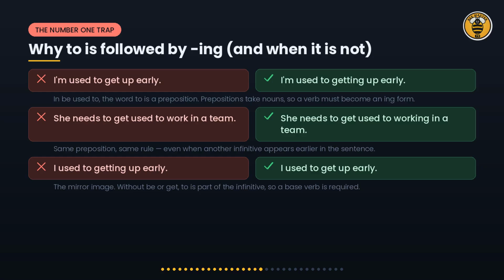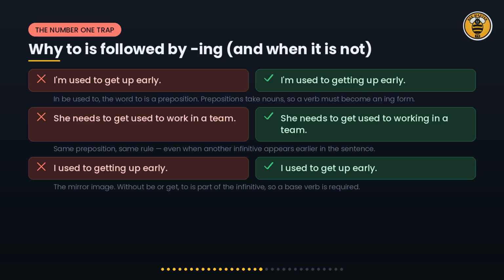She needs to get used to work in a team. Wrong again, and this one catches strong learners because there is already an infinitive earlier in the sentence: needs to get. But that does not change the rule for the second to. She needs to get used to working in a team.